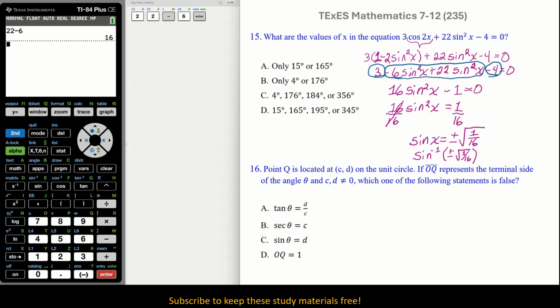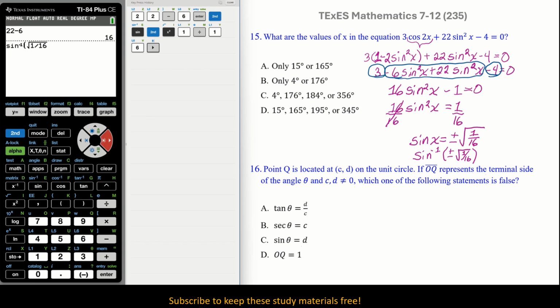So we need second sine, positive. So let's do second radical, and then 1 divided by 16, arrow over, close it, and enter. And we see a positive 14 that will round to a 15. Well, I see that here in D, and I see that in A. Okay, so we have some possibilities.